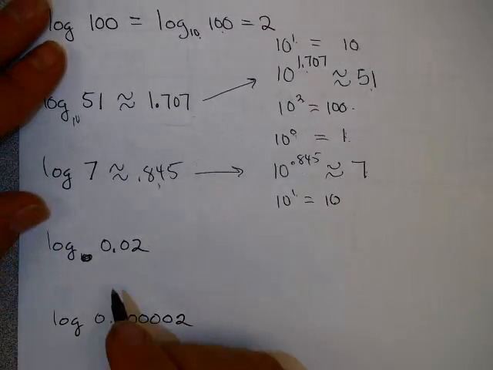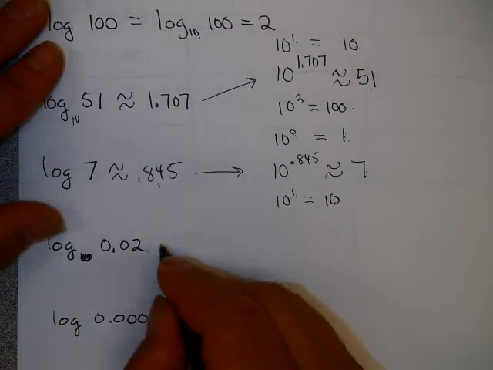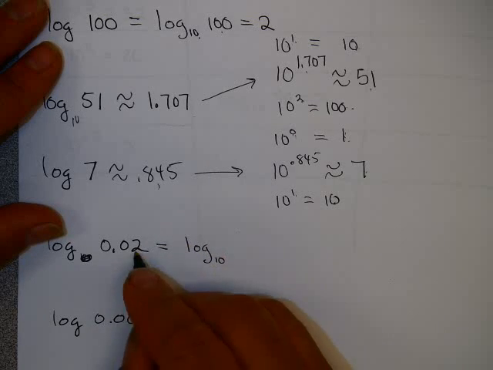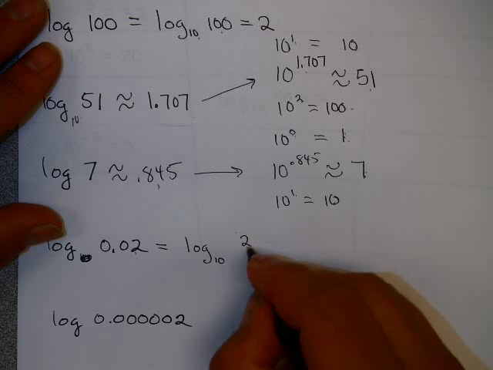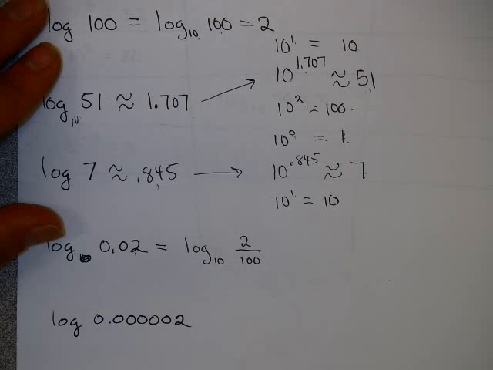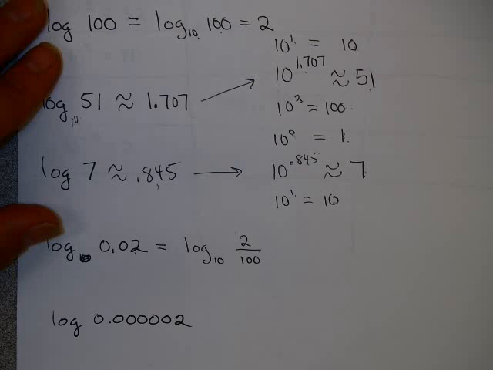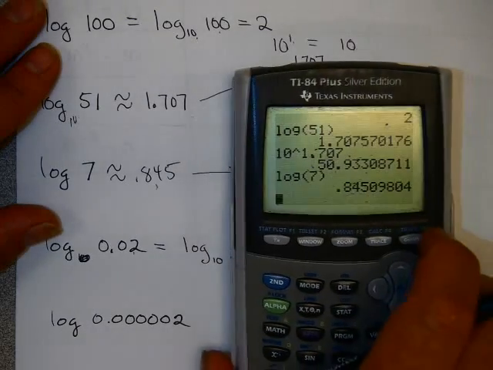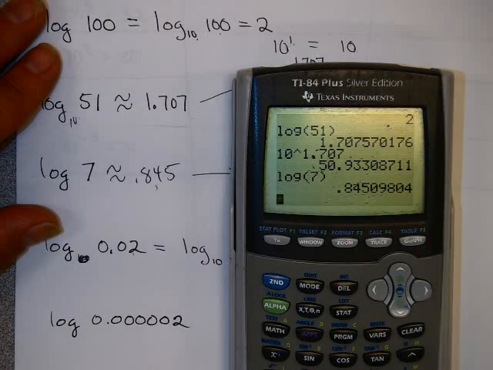Okay, let's see if we can do this one. And let's see if we can do this without our calculator. This is log base 10. And 0.2, that's 2 over 100. Okay? So, wow, that's interesting right there. Can we look at that and think about that right there? Let's take a look at what my calculator says.